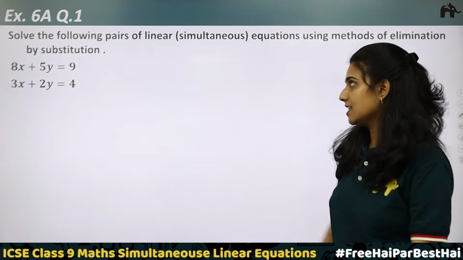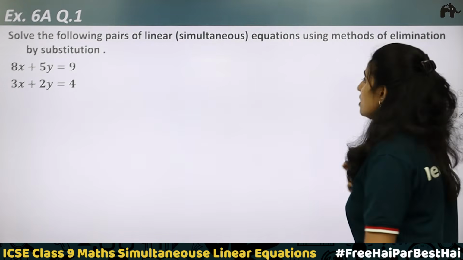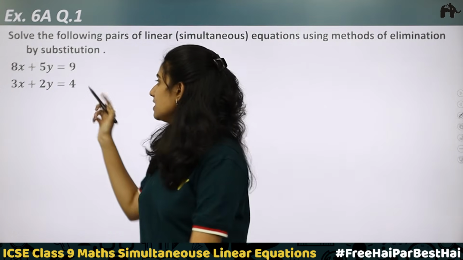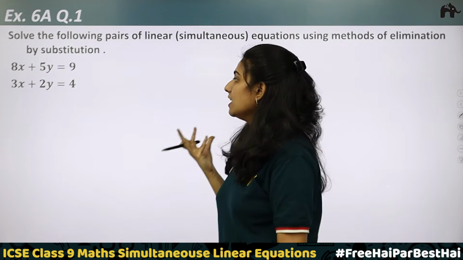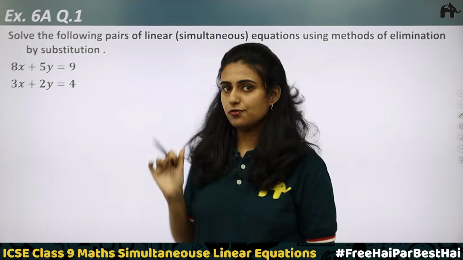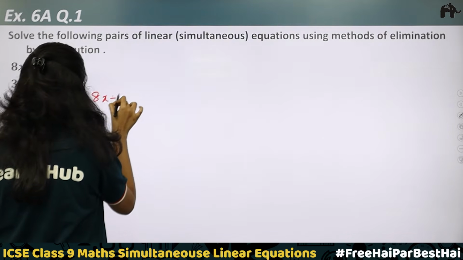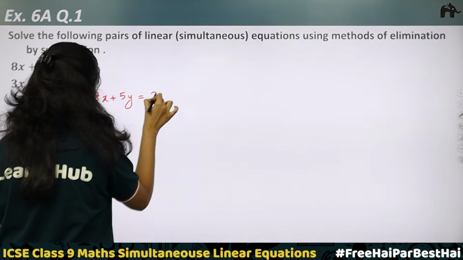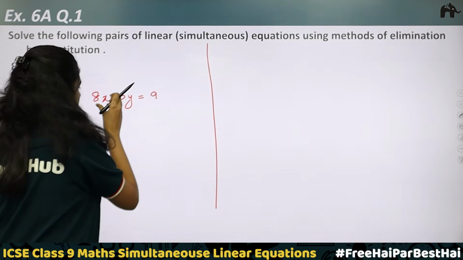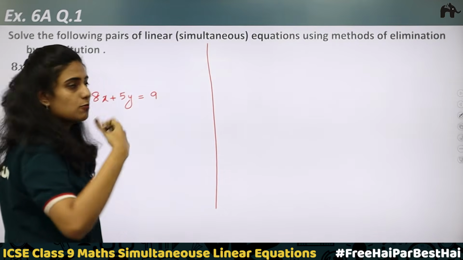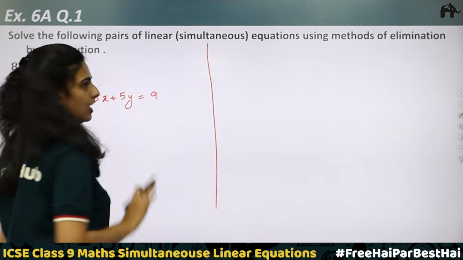Now let us solve problems from exercise 6a. Question 1 of exercise 6a: solve the following pairs of linear simultaneous equations using the method of elimination by substitution. The first equation is 8x plus 5y is equal to 9, and the second is 3x plus 2y is equal to 4. Take the first equation, 8x plus 5y is equal to 9. Here we will find either the value of x in terms of y or the value of y in terms of x, and then substitute in the second equation.